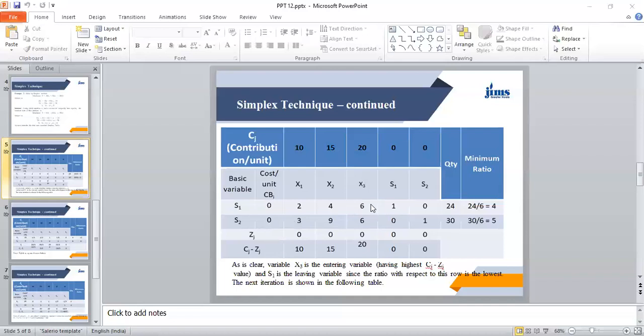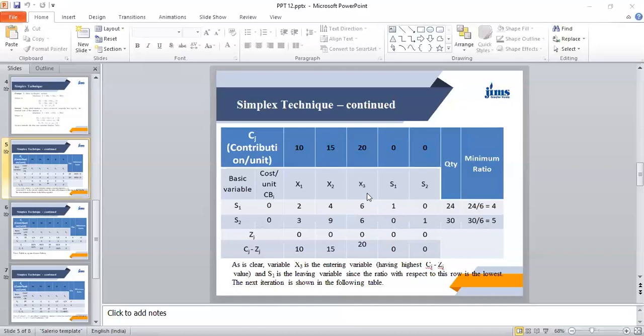What is the significance of the key column? That now the variable X3 is going to come into the basic variable. And what is the significance of the key row? That S1 is going out. This is the outgoing variable. This is the incoming variable.